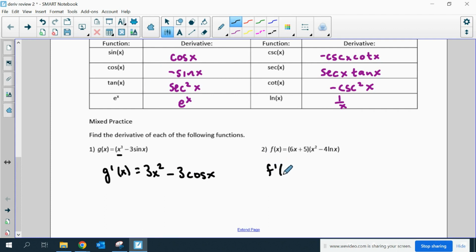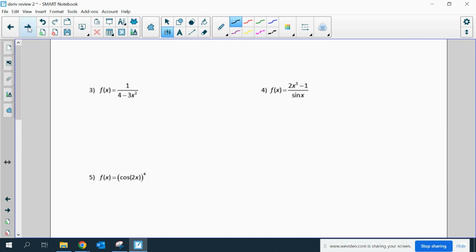Number 2, if I take the derivative of this, it is going to be a product rule. So the derivative of the first is 6 times the second part in its original state, plus the derivative of the second one, which is 2x minus 4 over x. So the derivative of natural log is 1 over x, times 6x plus 5, which was just the first part in its original state. You do not have to simplify that.